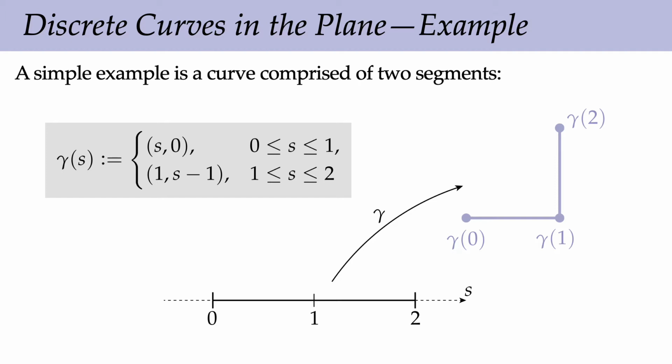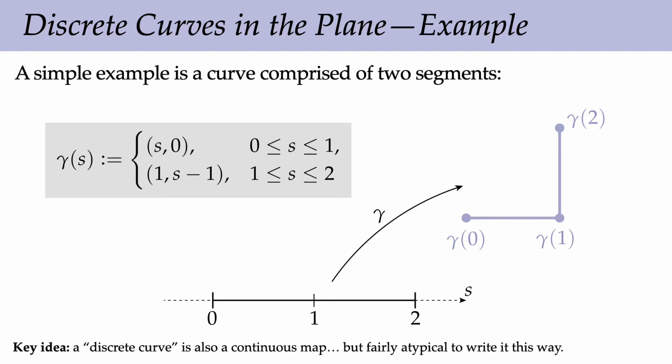Okay, so the point here is just to say that we can always think of a discrete curve as the image of some continuous map, right? Some continuous deformation of that interval, but it's fairly atypical to write it this way. Normally, we'll just think about these curves as literally connecting the dots, as segments in space. Okay? How can we think about discrete curves in terms of discrete differential forms?